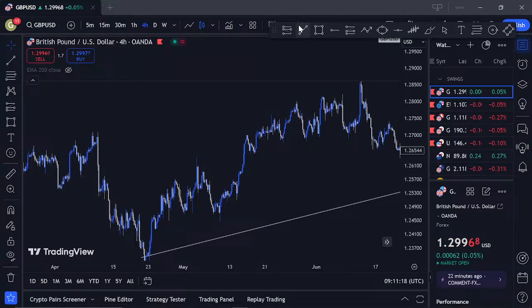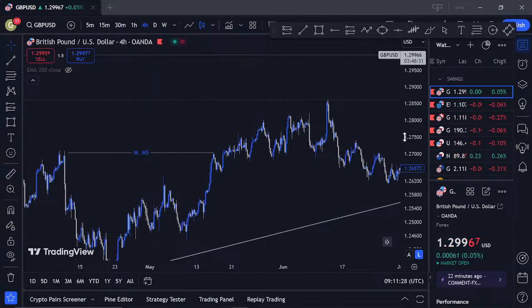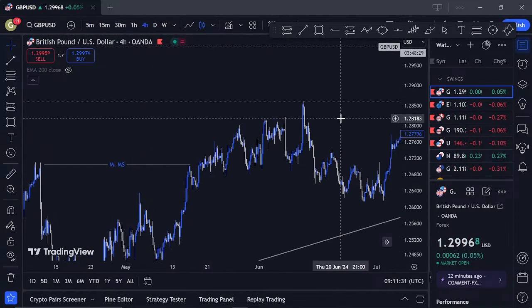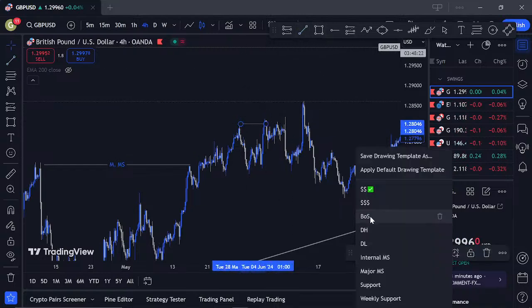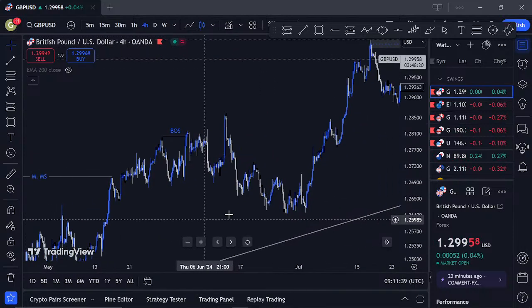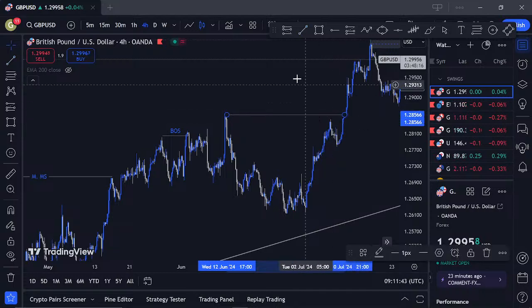Looking at the higher time frame over here, I will say I have my market shift. The market was a downtrend, bearish, and suddenly switched into an uptrend. So here I will say I have my market shift. And then I had a break of structure around this point, and then another break of structure around this point.